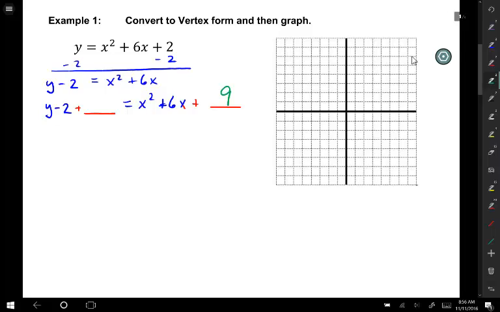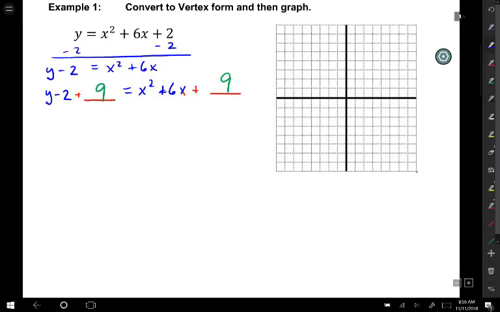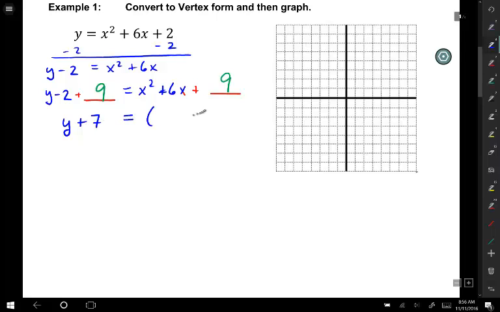Now, what did I add to the right side? 9. Now, I'm going to ask the same question 5 times. I'm adding 9 to the right side. Do we all agree? So what must I add to balance it out? 9. It's got to be a balanced equation. All right, we've now done the hardest part. So I have y plus 7 on this side. And on this side, I can now write this in vertex form.